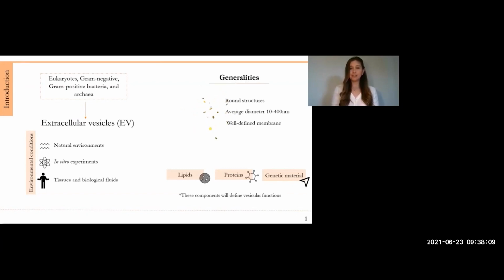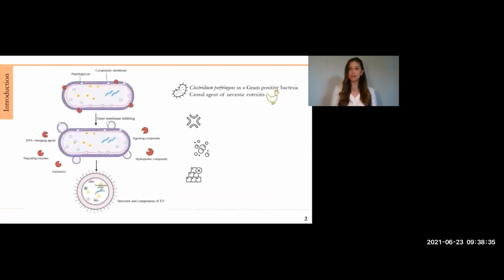In general, these conserved structures are spherical, with an average diameter of 10 to 400 nanometers, and they have a well-defined membrane. Also, they harbor bioactive proteins, lipids, nucleic acids, and metabolites. It is important to mention that depending on the nature of these compounds, the functions of each vesicle may vary. Knowing that our research is based on Clostridium perfringens, a gram-positive bacterium and the causal agent of necrotic enteritis in chickens, it is important to focus on gram-positive extracellular vesicles.